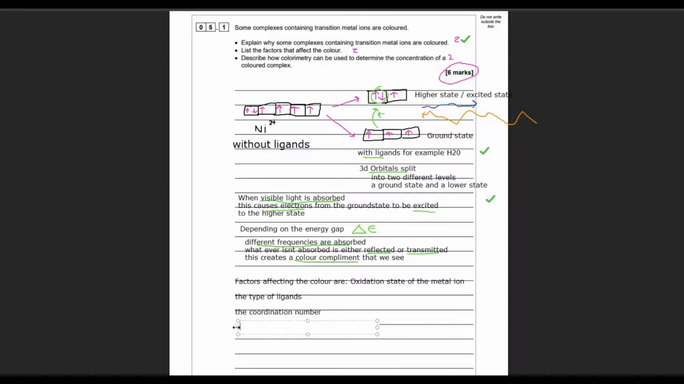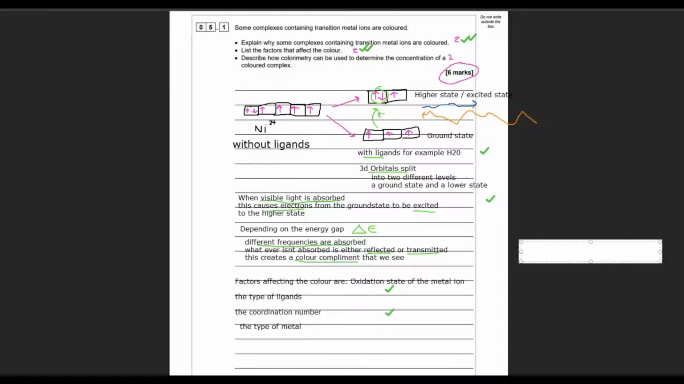So if it's iron or copper, that makes a difference, and then if it's +1, +2, +3, that makes a difference. And then the coordination number, which is the number of bonds formed with the ligands, and then the number of ligands, which isn't always the same as the coordination number. Anyway, let's move on. Okay, so moving on to stage 3, describe how colorimetry can be used to determine the concentration of a colored complex.